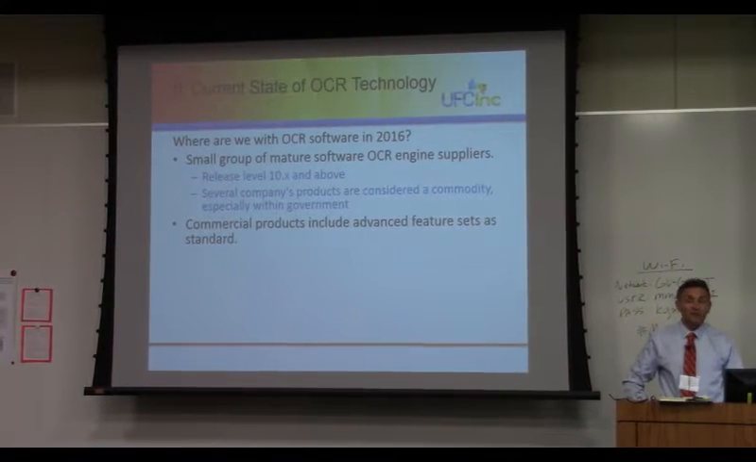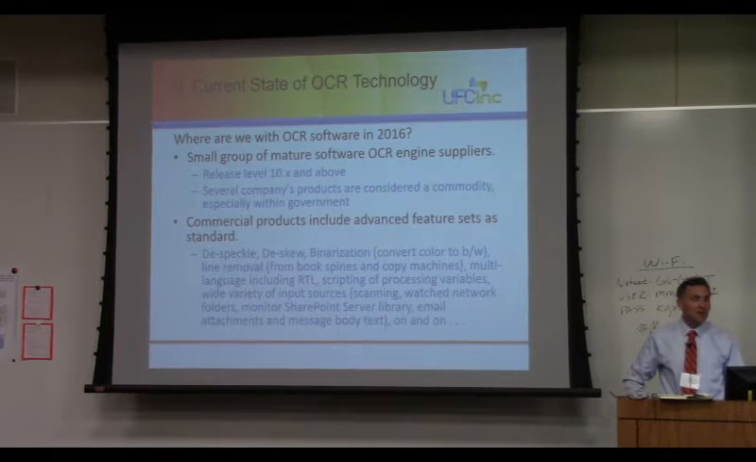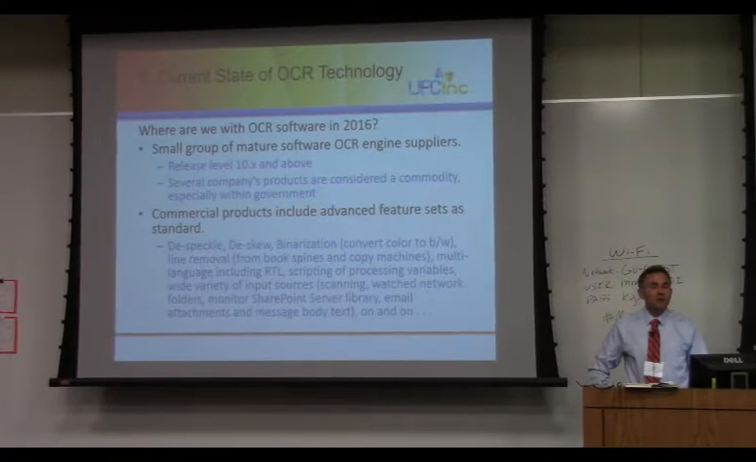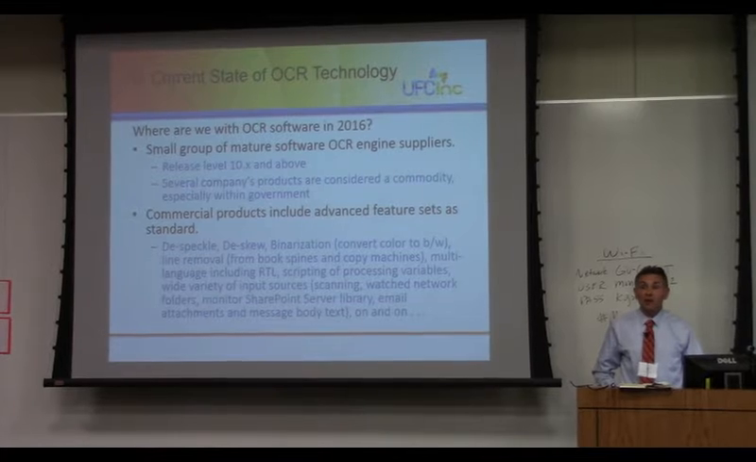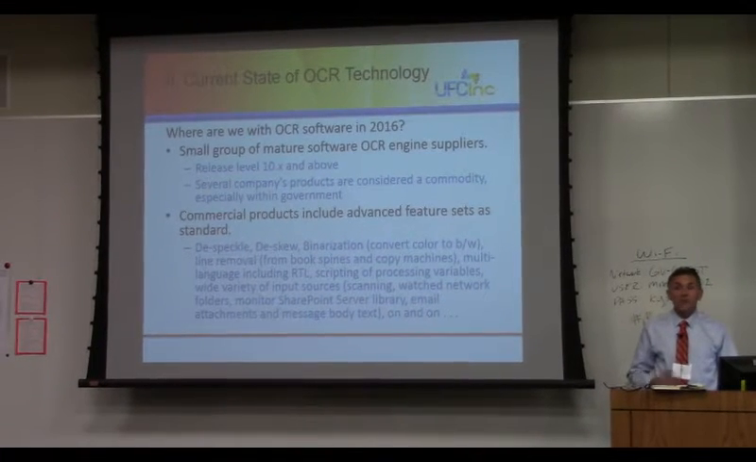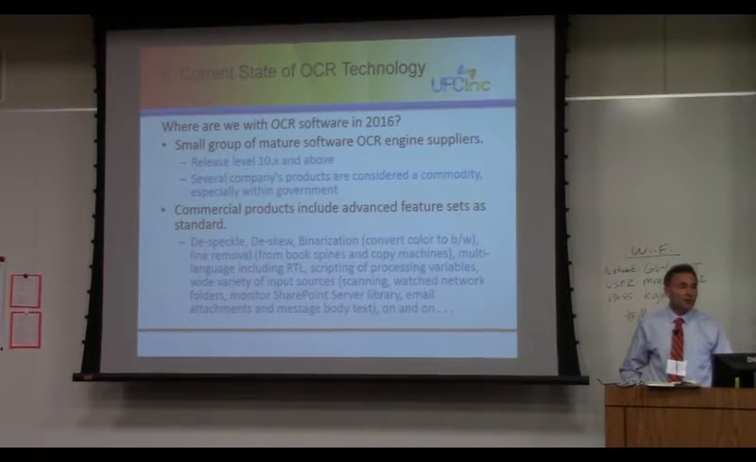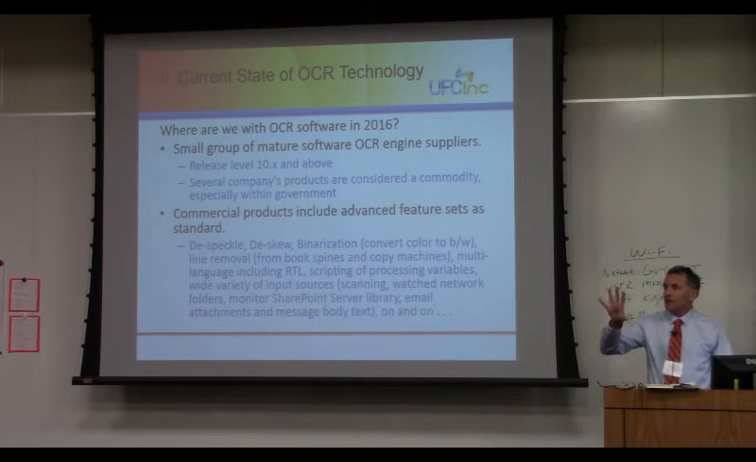Commercial products include advanced feature sets as standard. So things like despeckle, deskew. We're going to mention in a minute the difference between an engine and an application. The engines a lot of times require a lot of programming to create an application. So that's a big difference between the two. So the applications generally include things like despeckle, deskew. It's important because if your document's twisted, it's not going to do a very good job in OCR in reading off the characters.